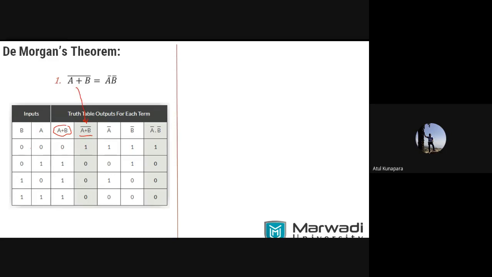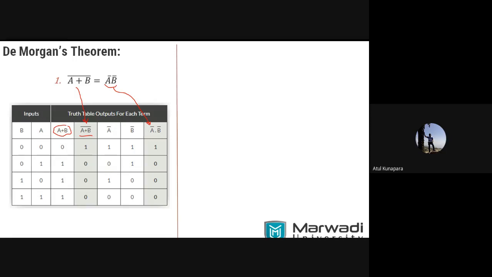So for 0 0, A plus B will be 0, but (A plus B) bar will be 1. And for all other combinations A plus B is equal to 1, so (A plus B) bar is going to be 0. Now to get the right hand side expression, you need A bar and B bar. If your B is 0, then B bar is equal to 1. If B is 1, then B bar is equal to 0.